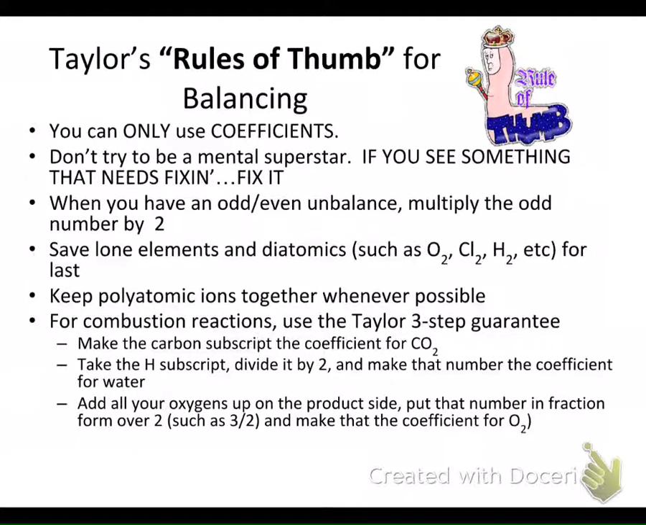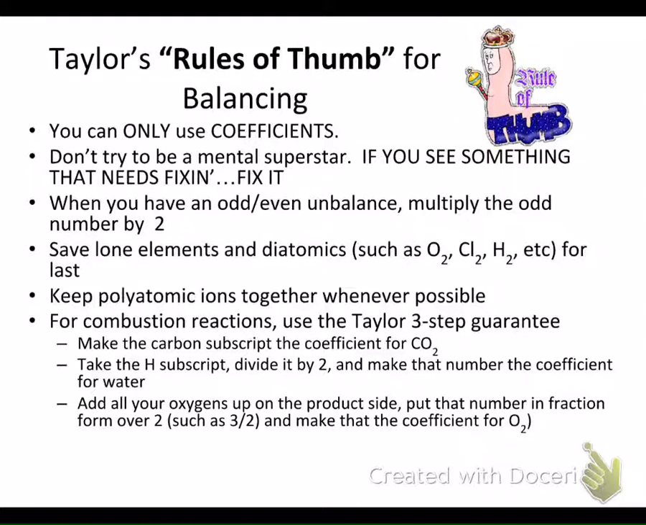Another thing that I've learned is to save elements that are by themselves, such as the element copper if it's by itself, or the diatomics, which would also include elements by themselves: oxygen, chlorine, bromine, all those guys. Leave those last, because you can always fix a lone element at the very end by putting one coefficient, and that would also include fractions. I don't have that on the bullet list here, but let me just go ahead and say it is perfectly reasonable to use fractions to balance. Now we will go back and multiply everything by a factor later to get rid of the fraction.